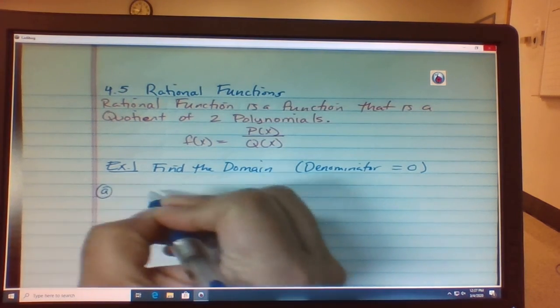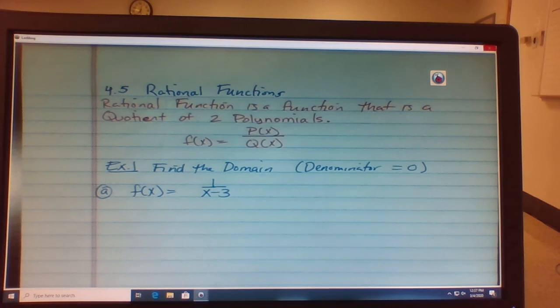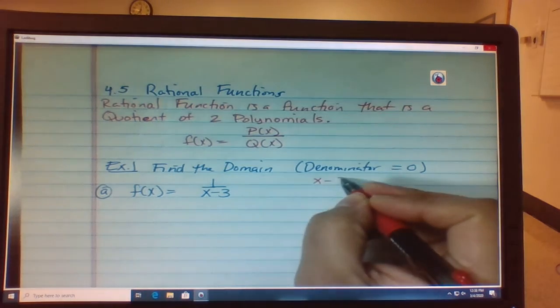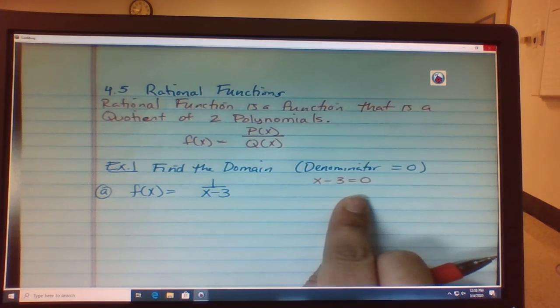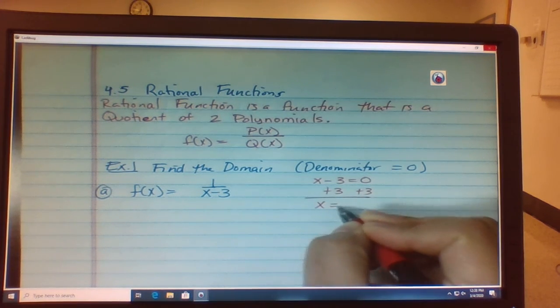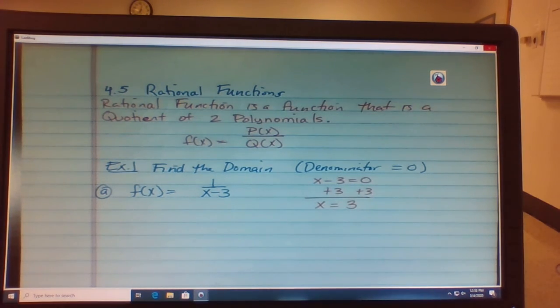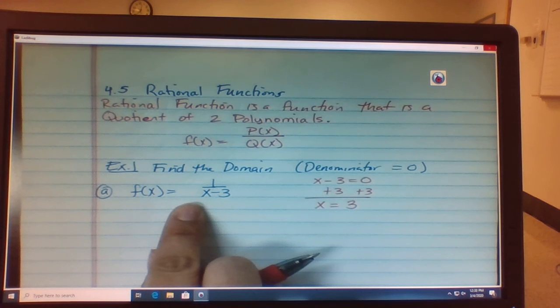So the first problem, f of x equals 1 over x minus 3. Who's your denominator? X minus 3. What do we do with the x minus 3? We set it equal to 0, and then you solve for x. So I add 3, and I find out that x is equal to 3. Now, x is equal to 3, but is 3 a number that's allowed to be down here? No, because what happens if this is 3? It becomes 0. And if you have a 0 in the bottom, it becomes undefined.